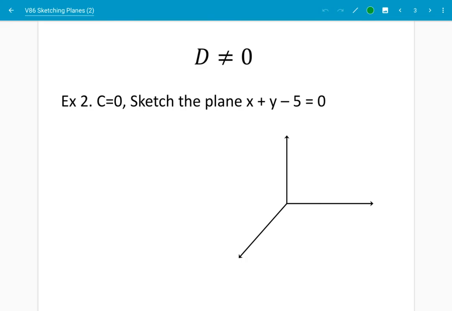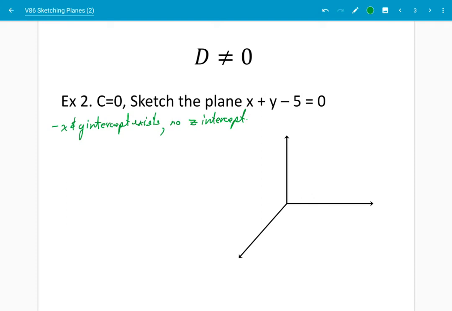The second one, D is still equal to 0, but this time only C is equal to 0. That means we will have both X and Y intercepts. Okay, so let's describe this first. X and Y intercepts exist. No Z intercept. Okay, it'll never cross the Z axis.